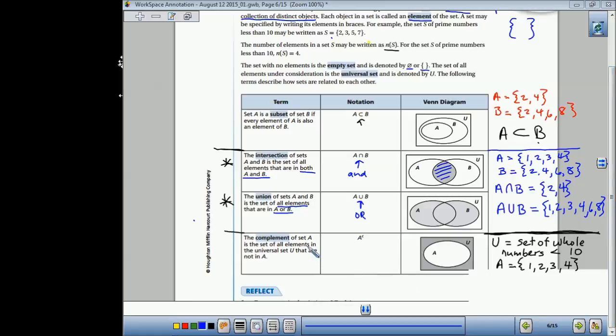All right. The last one is complement. So the complement of a set is a set of elements that are in the universal set that aren't in A. And the way we denote complement is like this.